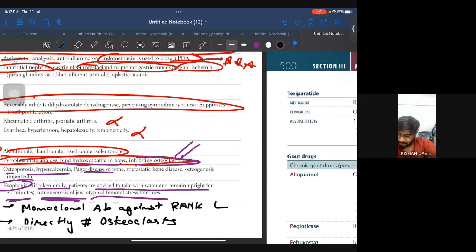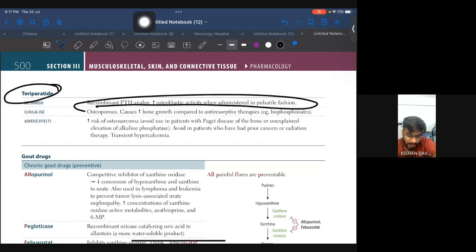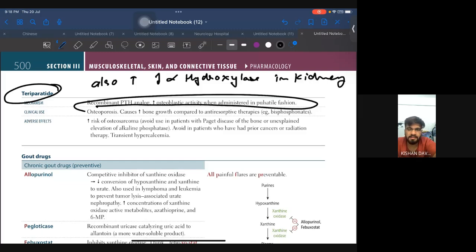Next, teriparatide. Again here, they have asked the mechanism. Another important point is it also increases 1-alpha hydroxylase in kidney. So all these lines that I am writing down, they are part of your world. They are nothing new.